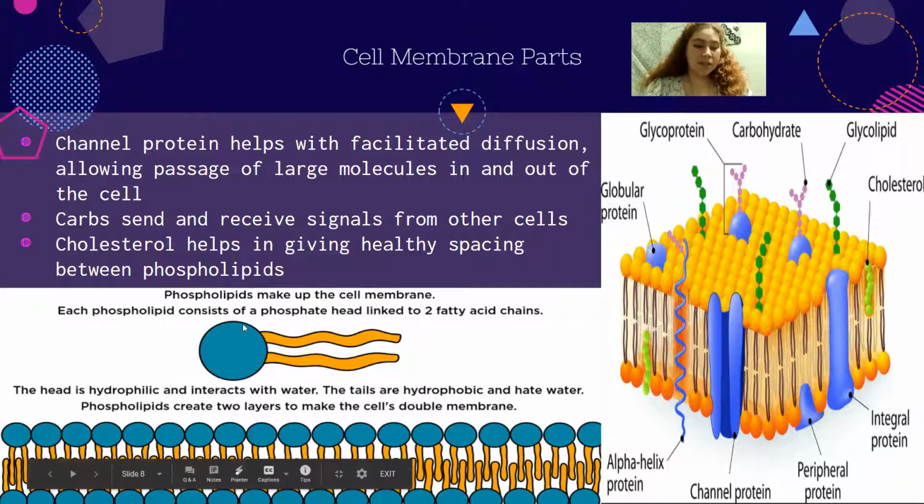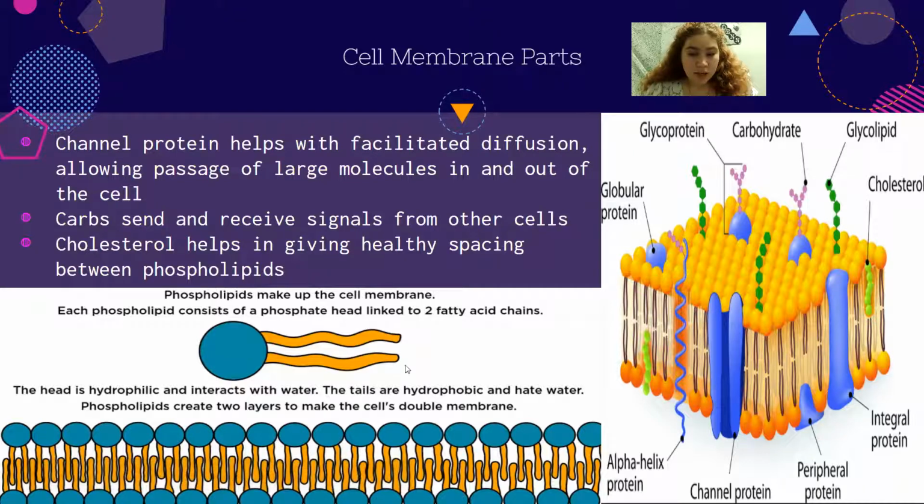Each phospholipid consists of a phosphate head, that's this teal section, and 2 fatty acid chains, that's the orange. The head is hydrophilic and interacts with water. The teal part likes water. Philic means to love or to like. So that part, the phosphate head, likes water. And the tails are hydrophobic. They hate water. So the tails will turn away from water.